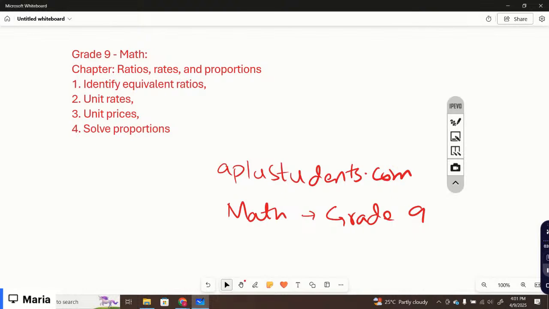We're going to start with the chapter Ratios, rates, and proportions. The lessons we're going to cover today are identify equivalent ratios, unit rates, unit prices, and solve proportions. So please make sure you have your notebook and pencil so that you can note down the important examples and definitions as well.